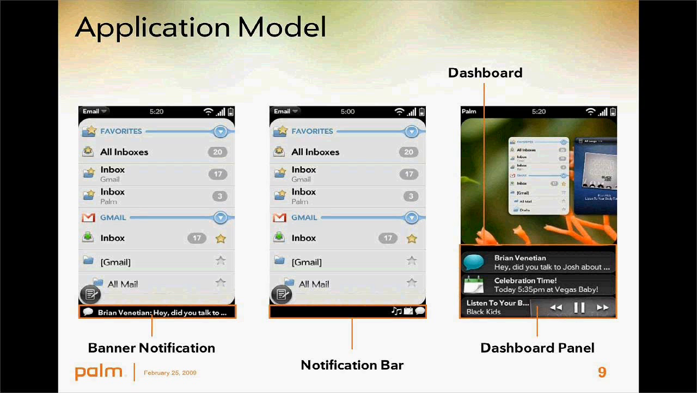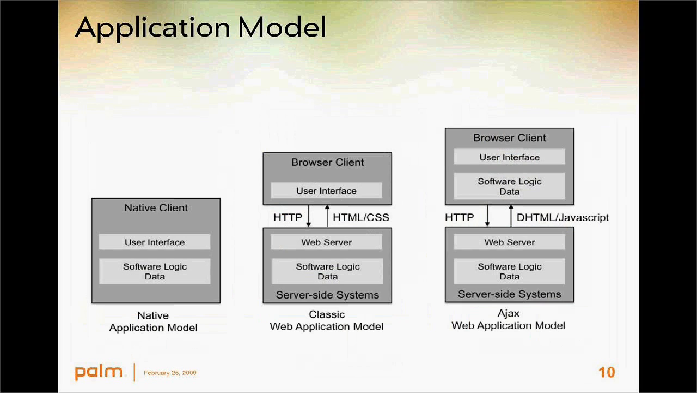So you can put anything in a dashboard panel, pretty much anything you can put within a window. So how do you build applications? Before we dive into Mojo, let's do a little more background on webOS and talk about the application model. When we started working on webOS as an architecture, we started from where classic Palm OS was, like most mobile and desktop operating systems, looking at a native client model where the user interface, the software logic, and the data are all encapsulated within a single application that gets installed on the device.